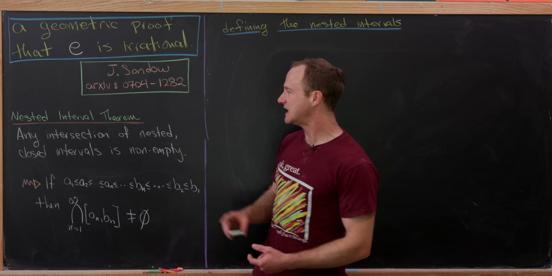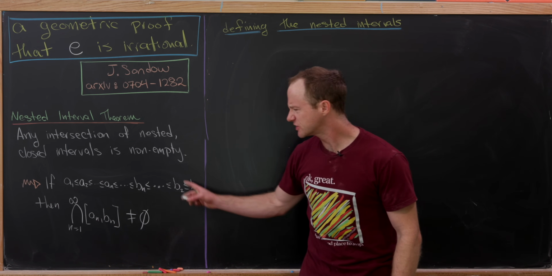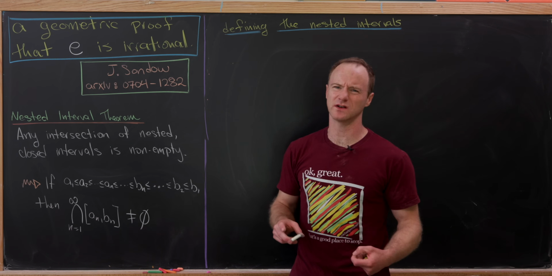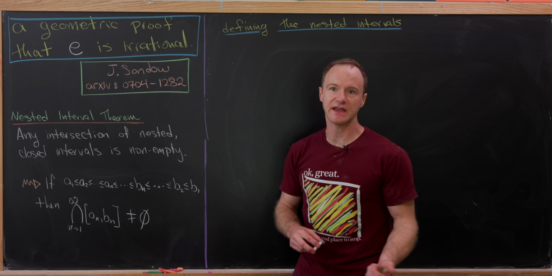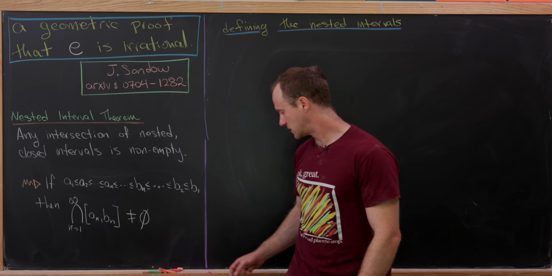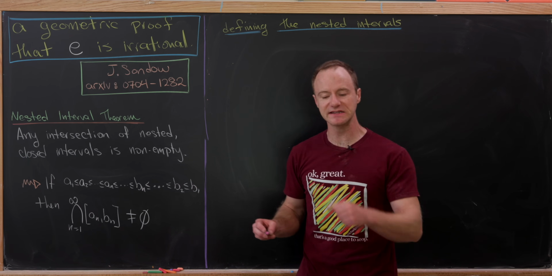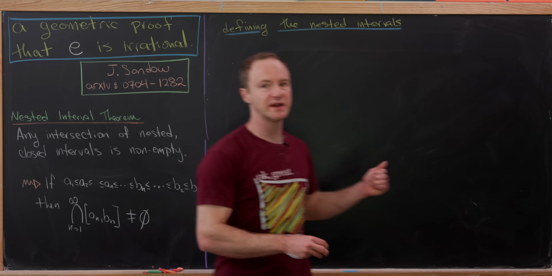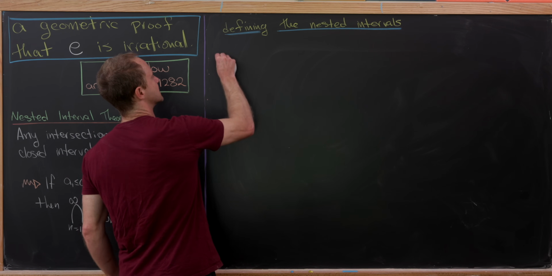It says that any intersection of nested closed intervals is non-empty. And here's maybe a way of stating that if you want to explicitly write down what those closed intervals are, making sure they're nested, of course. Okay, so keeping in mind that we want to use this nested interval theorem, at least in the background, well, we need to construct some nested intervals. So how might we do this?